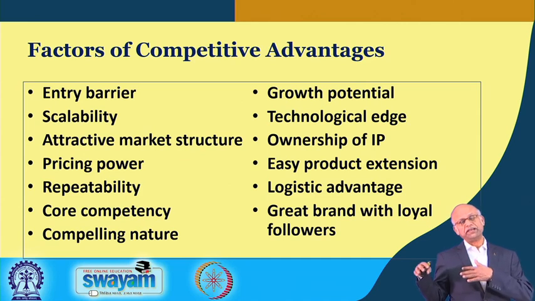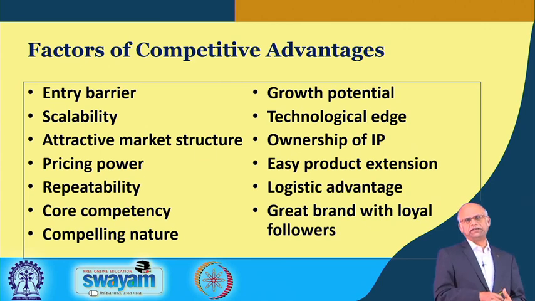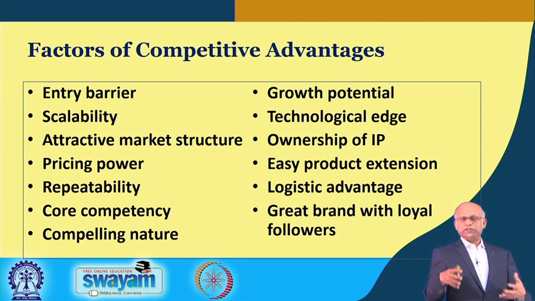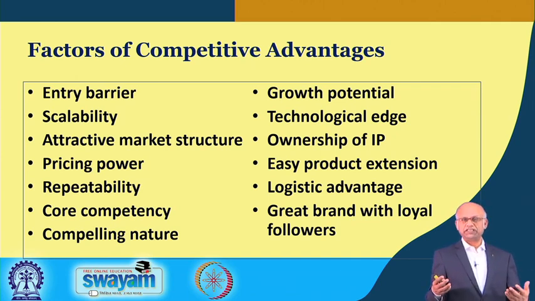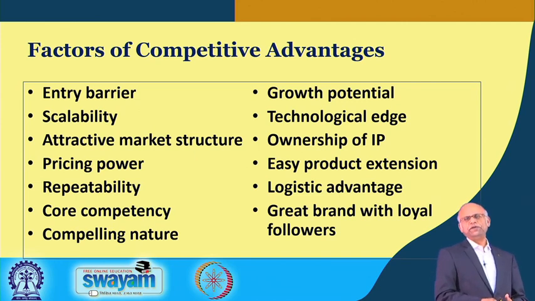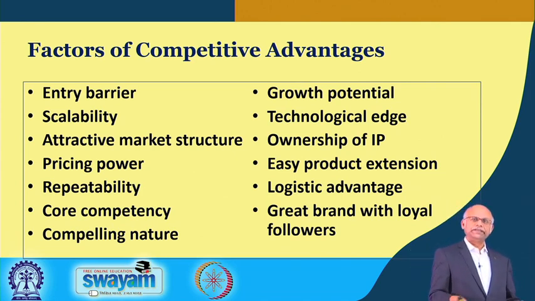Compelling nature of the pain. If the customer has a compelling pain and they are crying for a solution, obviously you have an advantage. Of course, your product must have better efficacy compared to competitors, growth potential, technological edge, ownership of IP. Technology and ownership of IP are the same thing, but sometimes you may not have the IP, but still if you have a technological edge, meaning that your process is better or your product has better efficacy, and that may be protected by IP, you have an entry barrier created around your business. So, you have an advantage. Easy product extension.